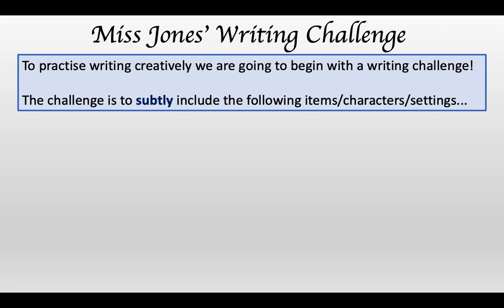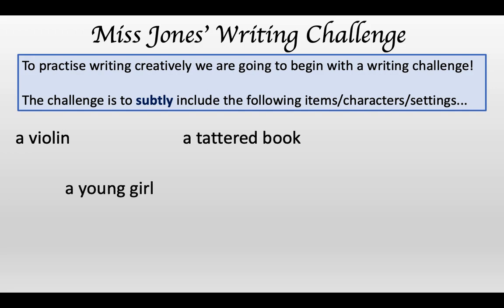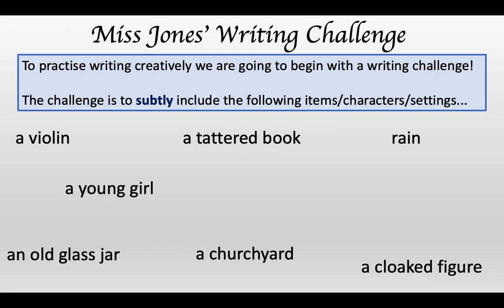So, what do you need to include then? So, you need to include a violin, a young girl, a tattered book, a churchyard, some rain, a cloaked figure, an old glass jar, a candle, and a silver necklace.